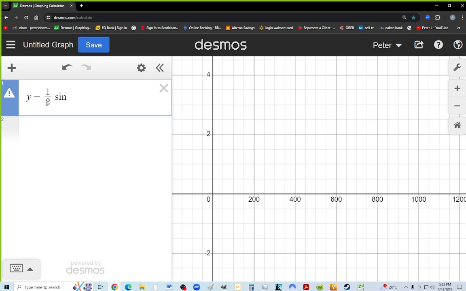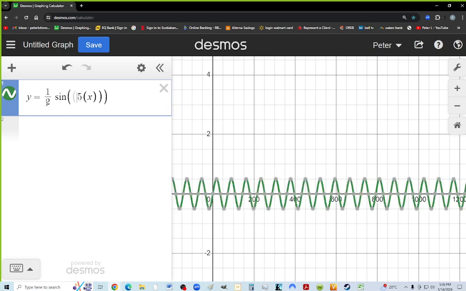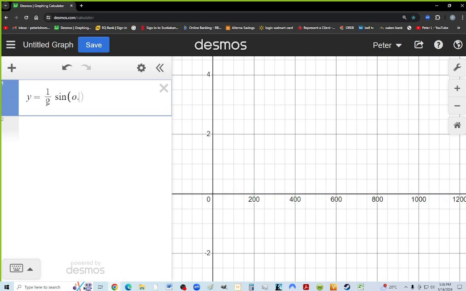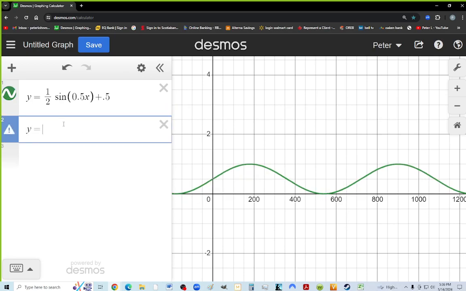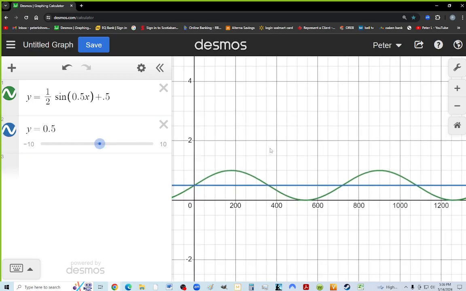Let's start here and do it like this: 0.5x, close bracket, plus 1. No, it's still screwing it up. For some reason it's not recognizing the closure of this bracket here. Let's try it this way: 0.5x plus 1, or plus 0.5. There, no, it's still, why is it starting here? It shouldn't be starting here. This should be, oh yeah, no, I'm wrong. There we go. That's the proper sine curve.